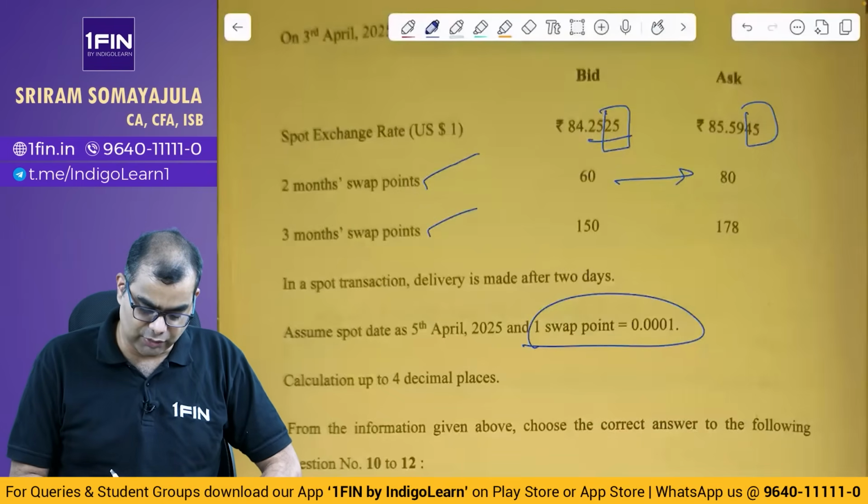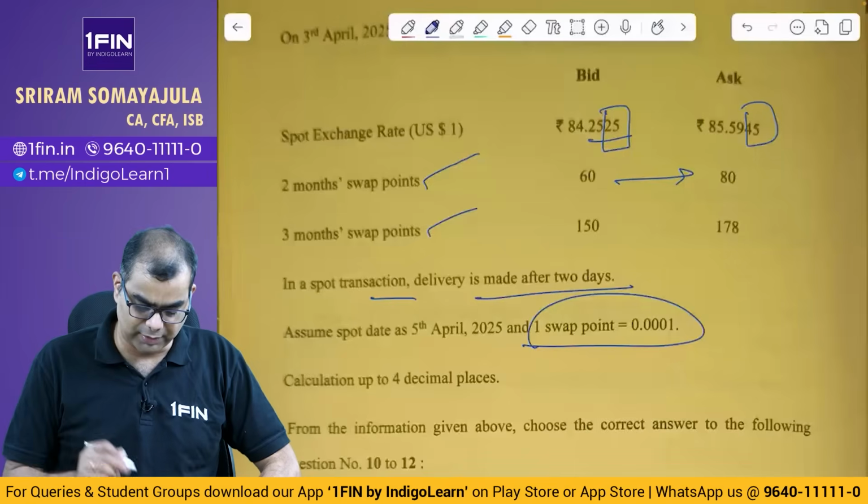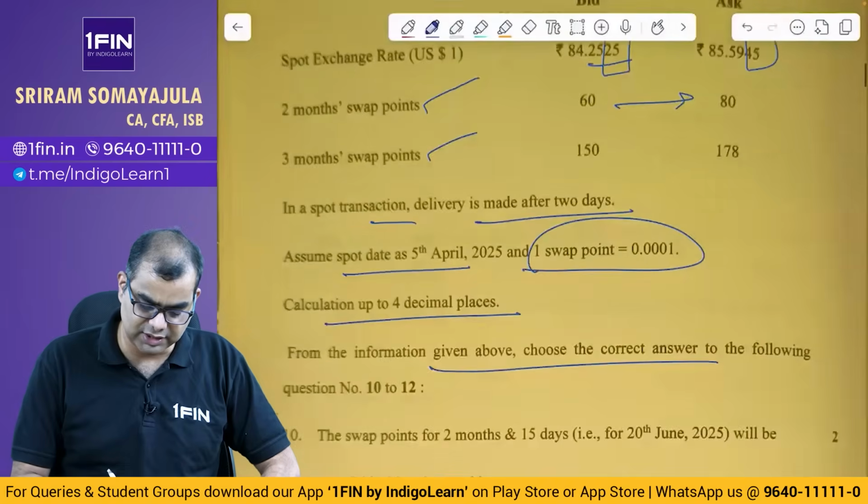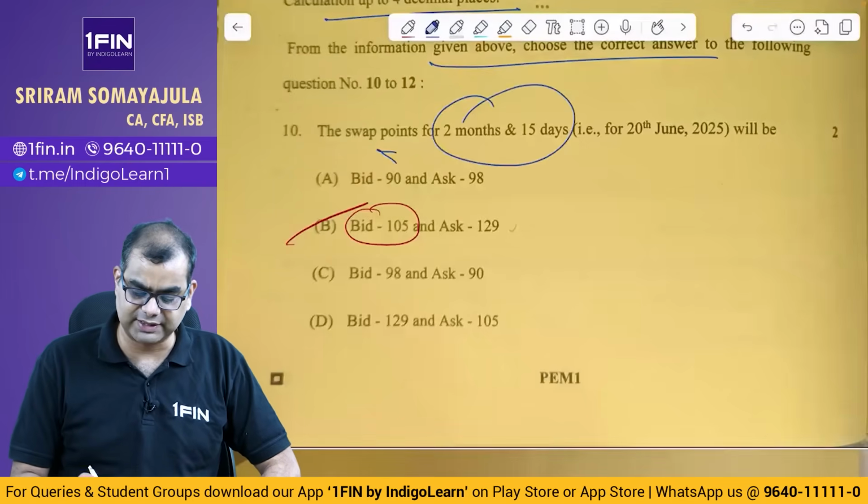Very good. In swap transaction, delivery is made after 2 days. Okay, no problem. Assume spot rate on 5th April is so and so. Calculation up to 4 decimal. Okay, from the information given above, choose the correct answer. What is the swap point for 2 months and 15 days? That is for 20th of June.